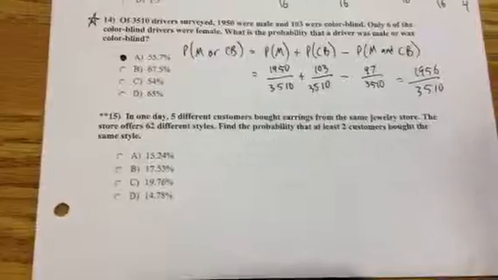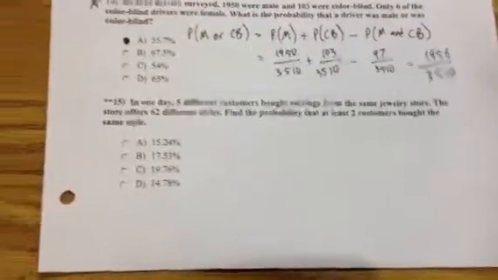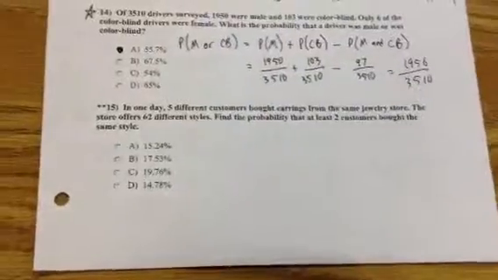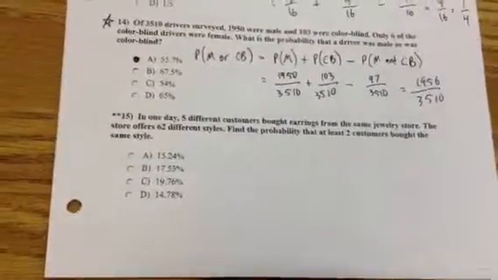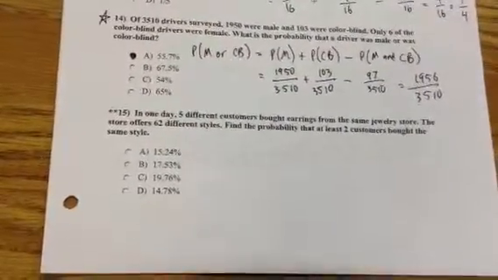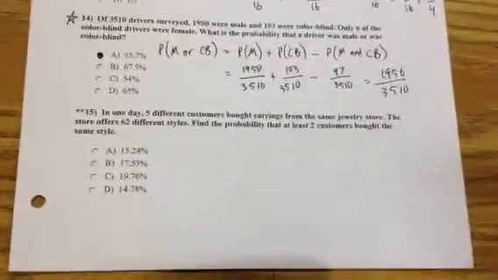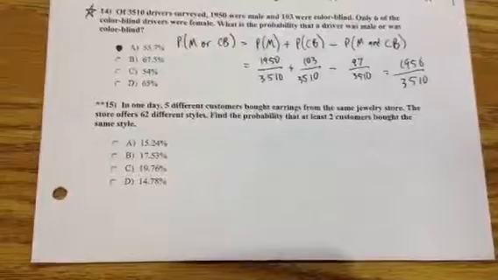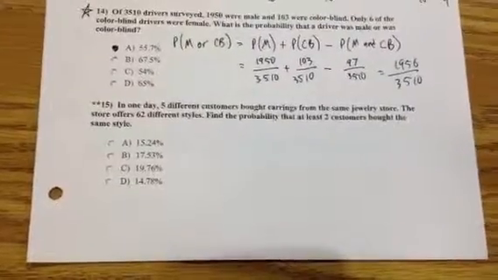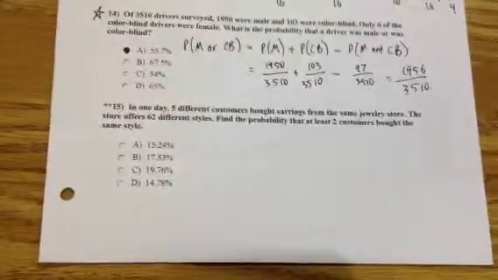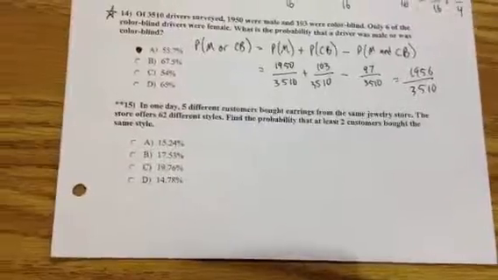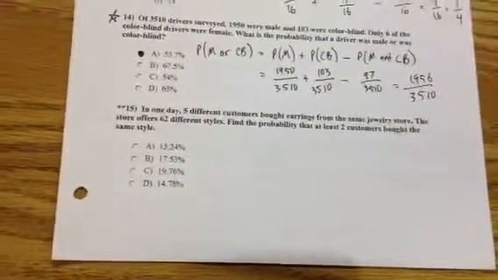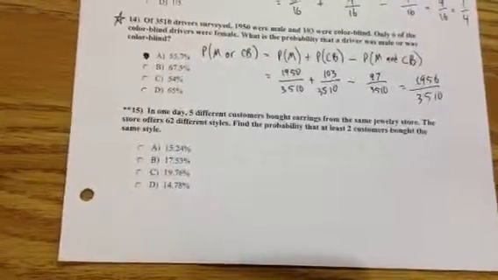Oh, cool, and then the last one. So this is like one of the problems that was on, I think it was 10.4 in the workbook, that in some of the classes we got to, and in some of the classes we didn't, depending on whether or not enough people in the class actually tried it for the homework. So I'll go over it here fairly quickly. So in one day, 5 different customers bought earrings from the same jewelry store. The store offers 62 different styles. Find the probability that at least 2 customers bought the same style.